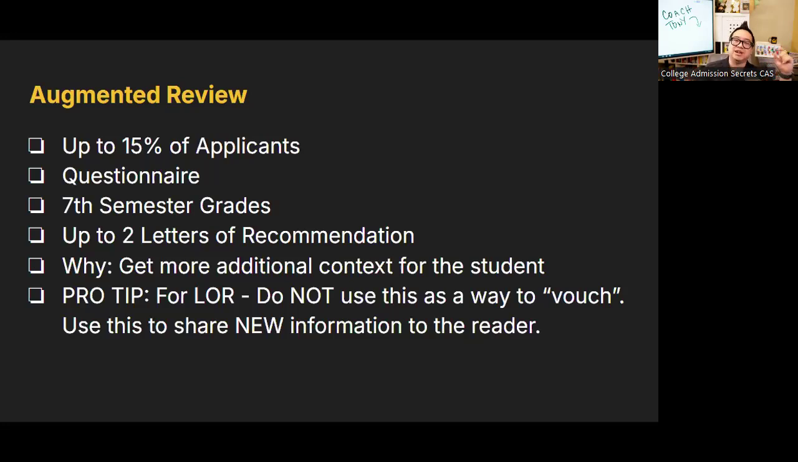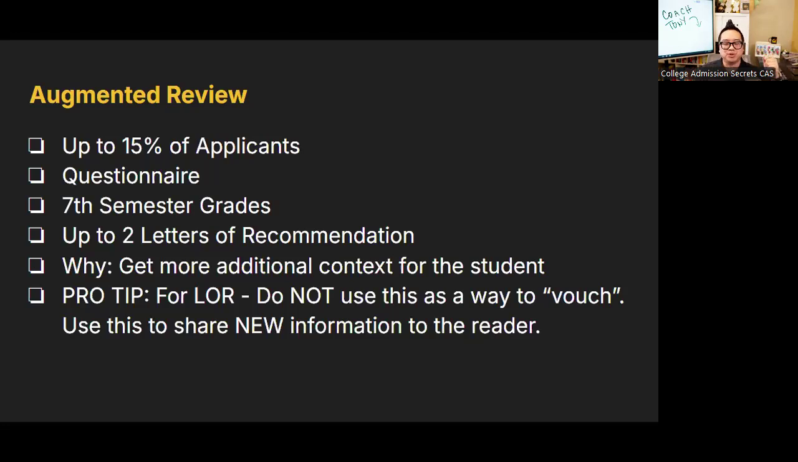So the second reader can get this extra context. Again, they're going to say it's optional. It is not optional. There's a reason why you got it. That means your app was so down the middle that they couldn't figure out where to push you, yes or no. It wasn't bad enough to push you to a no. It wasn't strong enough to push it to a yes. So this is supposed to help you push it one way or another, okay?